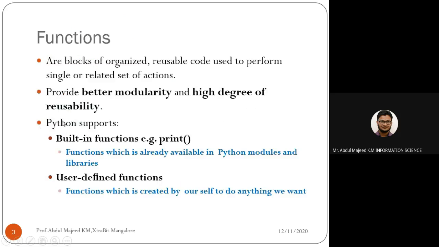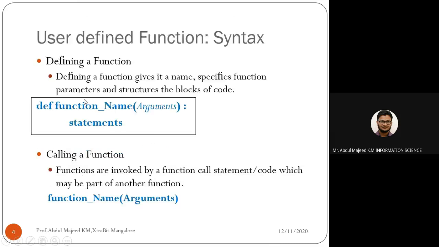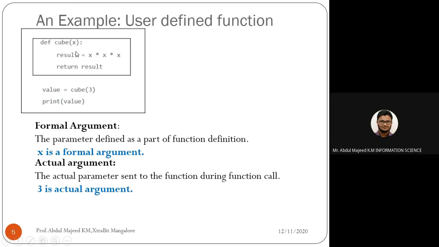So in this example, the given program, you can see that result is a local variable. Similarly, value is a global variable. So why is result a local variable? Because it is defined within the function, so the scope of result remains within the function, whereas value is written outside the function, so the scope of value remains throughout the program. So value is a global variable whereas result is a local variable.